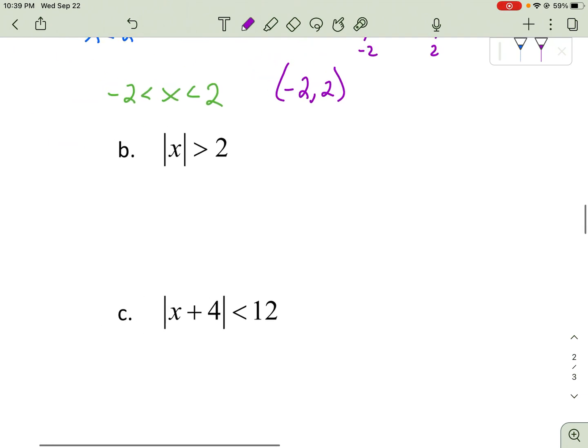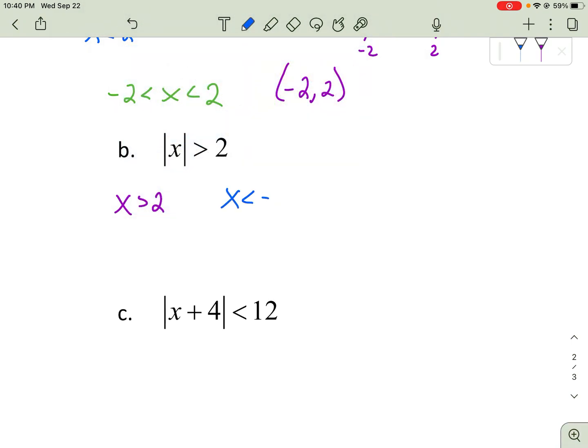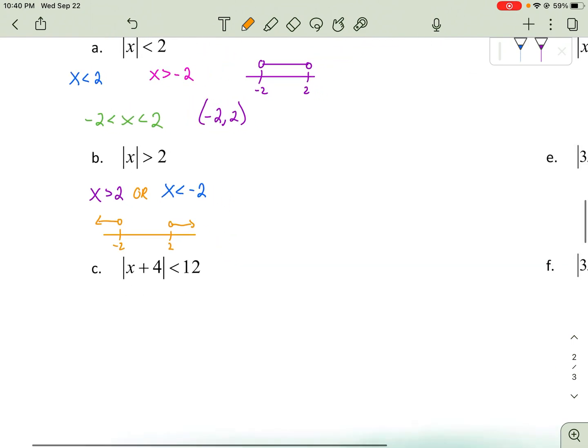Part B is almost the same problem. You have x is greater than 2 for our positive case. Our negative case is x is less than negative 2. That cannot happen at the same time. You can't be less than negative 2 and greater than 2 at the same time. So this is an OR problem, if you remember talking about those earlier. On a number line, x is greater than 2 goes this way, but x is less than negative 2 goes this way. And that's when our interval notation looks like this.